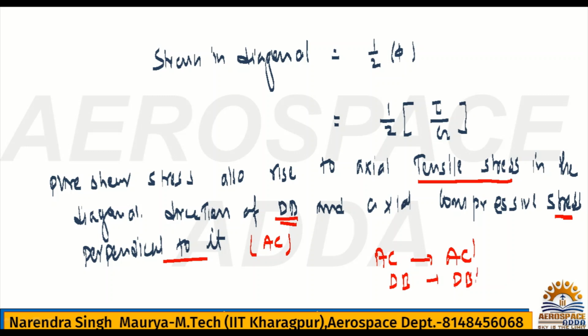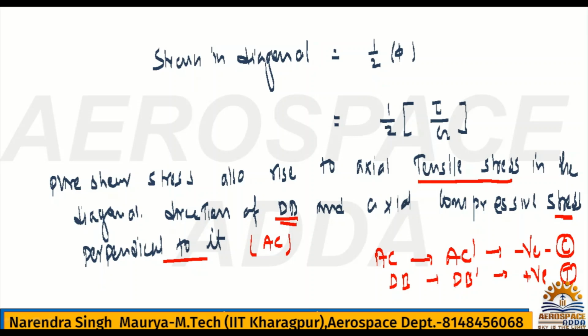Okay, so here obviously this length is negative, it is shortening. And this length is increasing, becomes positive. So obviously here we have a compressive stress, and here we will have a tensile stress, because the length is increasing. I hope this one is clear now.